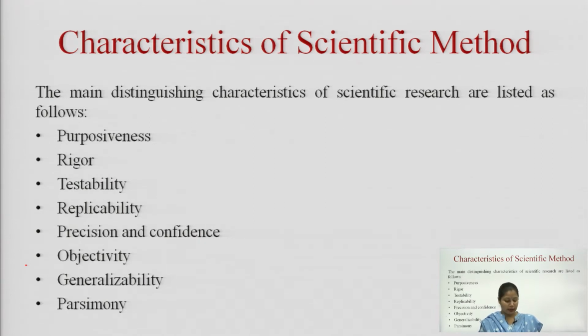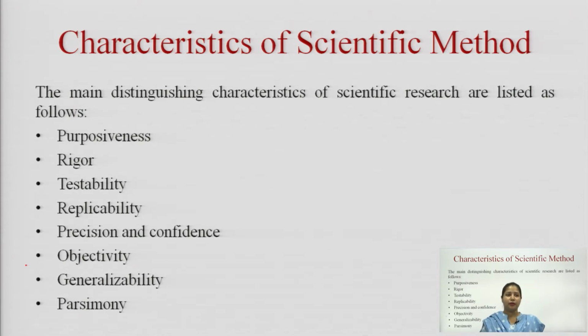Next is replicability. The research should be replicable. It means if you conduct a certain research and someone else conducts the same research, the result will be similar. Although in behavioral science you may not get the exact result, you may get a similar result. Whatever method and technique we have planned should be repeatable, so you can repeat the research in different circumstances and situations.